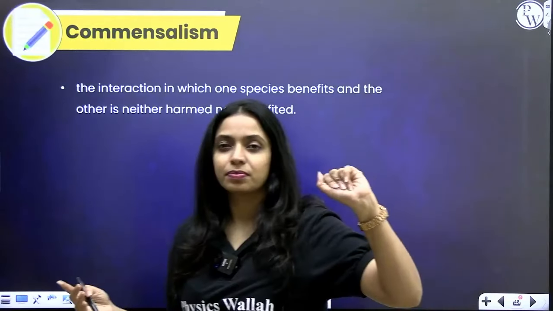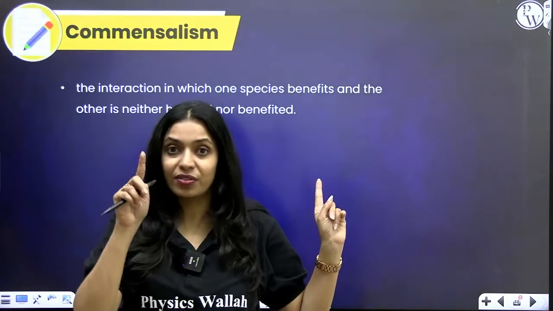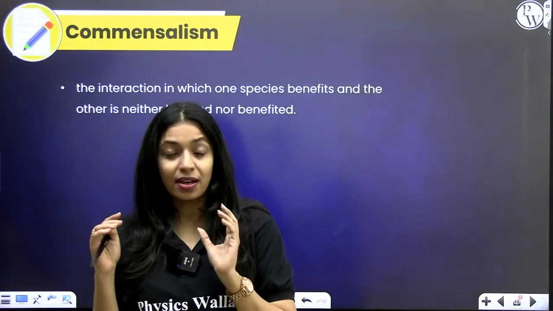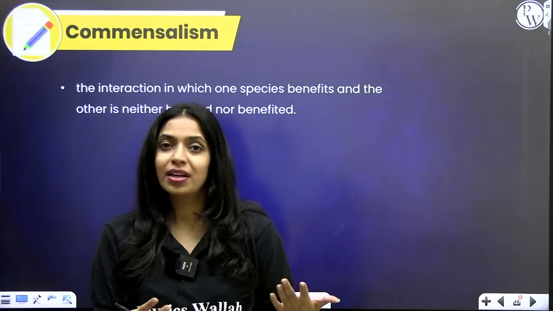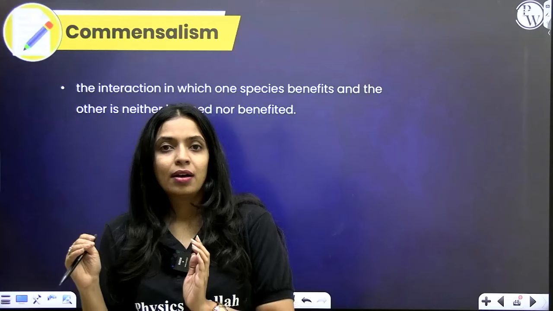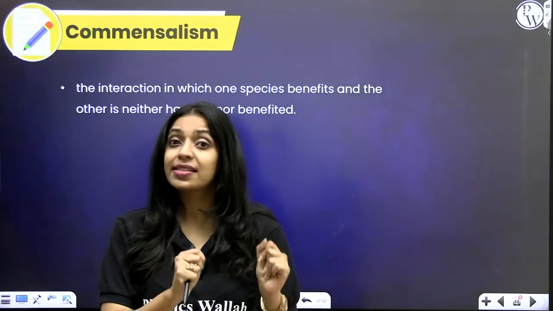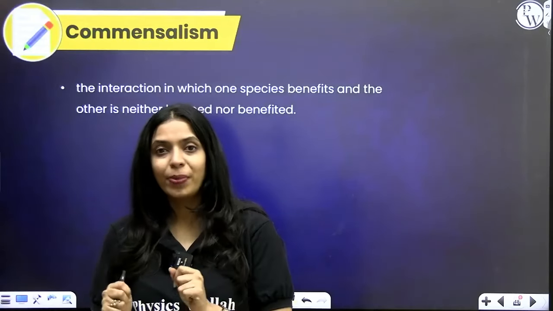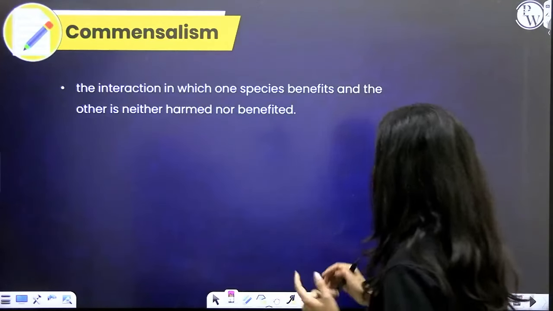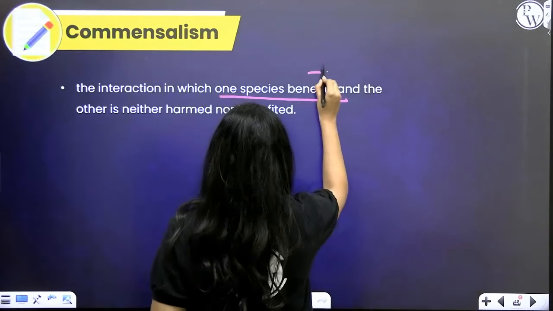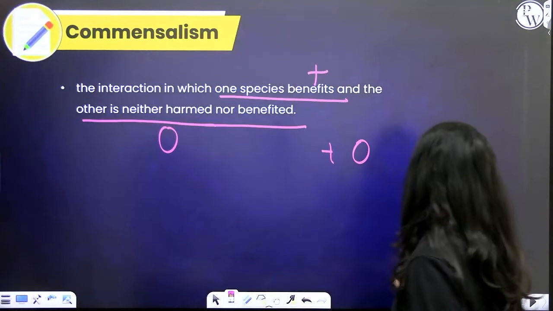That's about parasitism. In parasitism, it is positive, negative. Parasite is benefited, host is harmed. Similarly, even in predation, predator is benefited, prey is harmed. And in competition, both of them are harmed. It's both negative-negative interaction. Commensalism is when one species benefits, the other one is neither harmed nor benefited. It's a positive zero interaction.